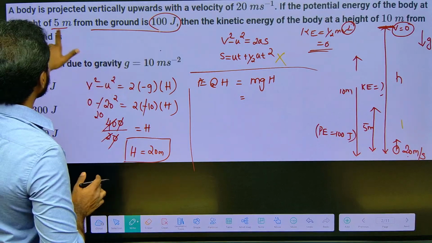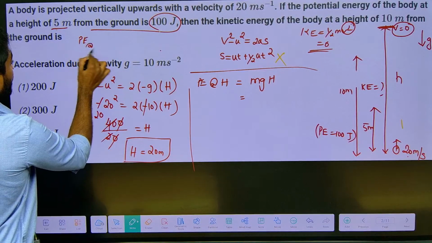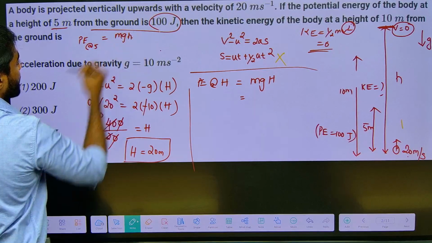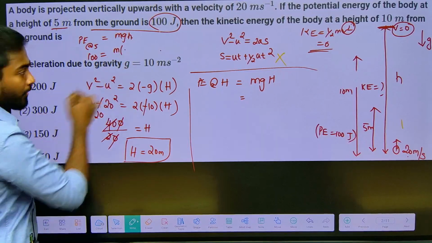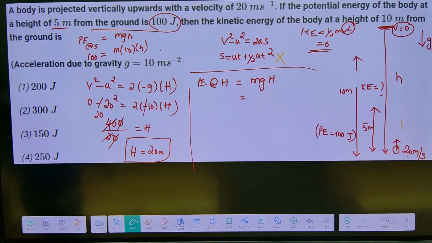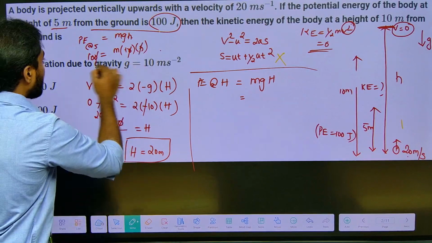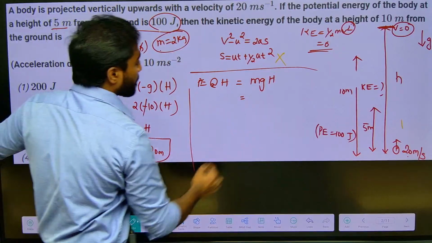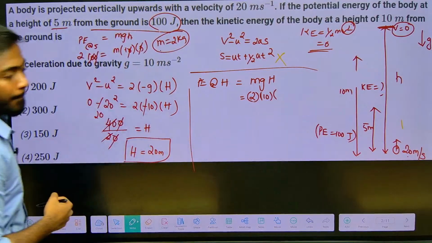This one has been given at height 5 meter. So potential energy at 5 meter will be equal to mgh, small h I will take. So how much? 100 will be equal to mass into gravity 10, height 5, right. So 1 times and 1 0 got cancelled, 1 2 times, so mass equals 2 kg. Now you can substitute that mass, 2 into 10 into how much height it is?